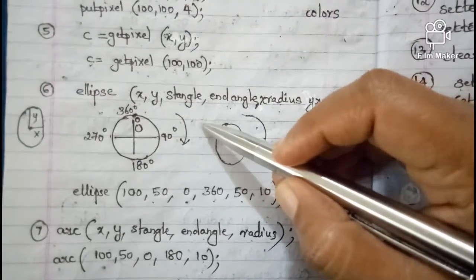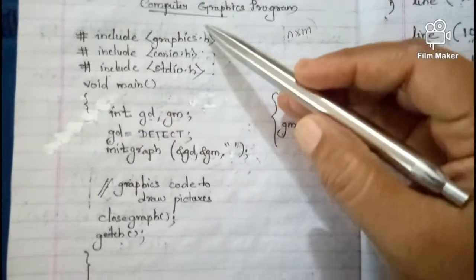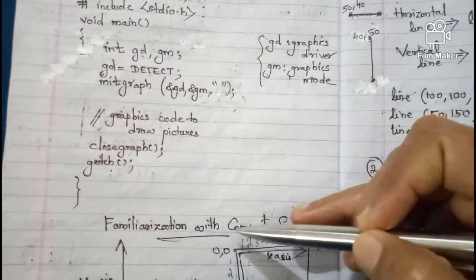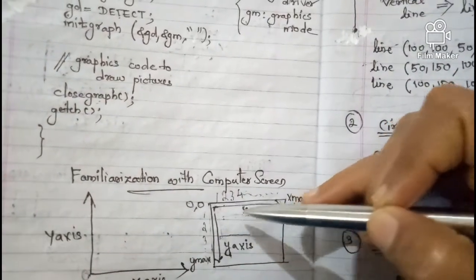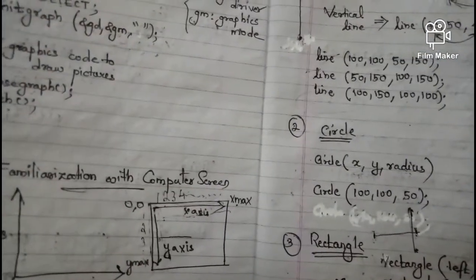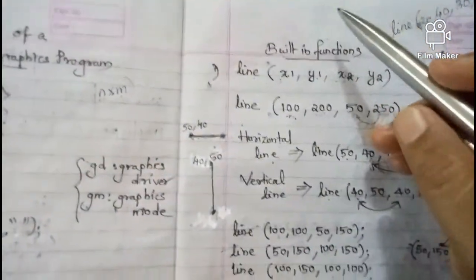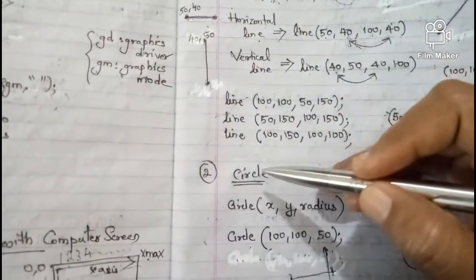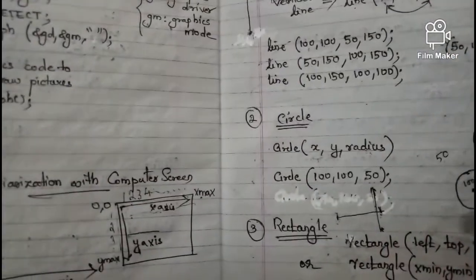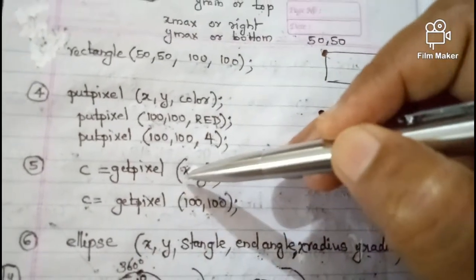In the previous session we learned how to write the basic structure of a graphics program, and then we familiarized ourselves with the computer screen divisions and carefully observed which value increases and which value decreases when we move in various directions. Then in the built-in functions section we learned about the line function, how to use the circle function, we learned the peculiarity of rectangle functions, and we learned the difference of putpixel and getpixel functions.